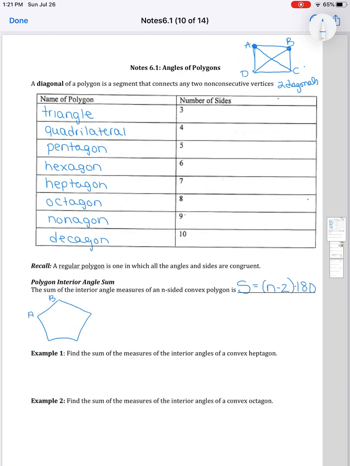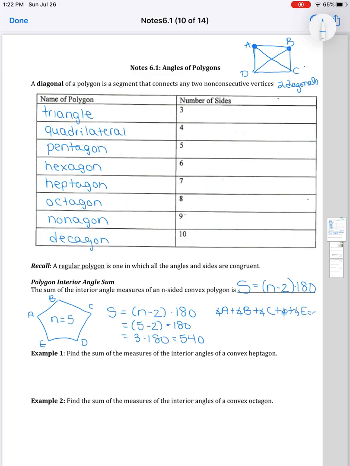So let's just do a quick recap here. A regular polygon is one in which all the angles and the sides are congruent to each other. So the sum of the interior angle measures of an n-sided convex polygon, here's our formula. S for sum equals n minus 2 times 180. So n is the number of sides. So if I give you A, B, C, D, and E, this figure has 5 sides. So n is equal to 5.